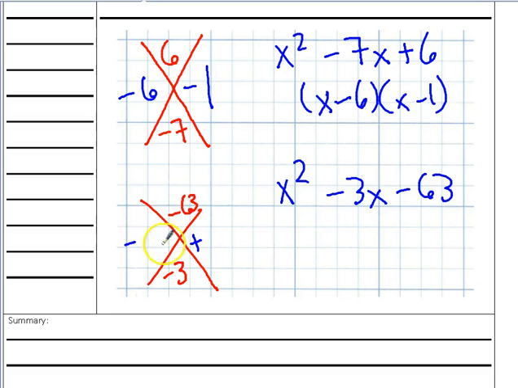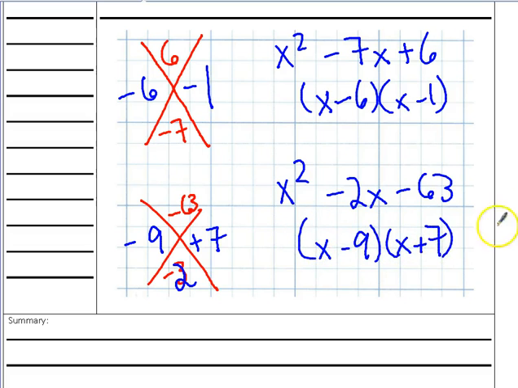And then the next one, two numbers that multiply to 63, well, 7 and 9 make 63. So, whoops, if it's 7 and 9, then I messed this up. This should have been a 2. All right, so the only possibility here is negative 9 and positive 7. So that's x minus 9 times x plus 7.